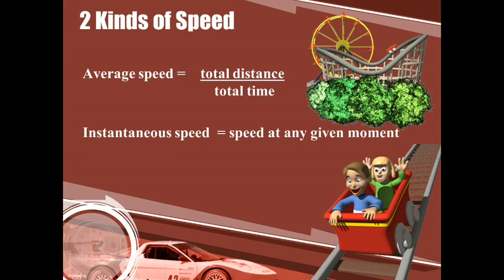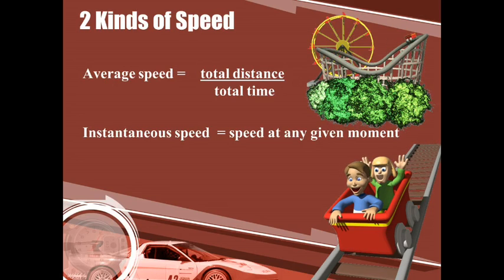So our average speed is going to be our total distance. What did I say the total distance was? 5 miles, and it took 10 minutes. So how many miles did I travel per minute? Half a mile. Half a mile per minute.